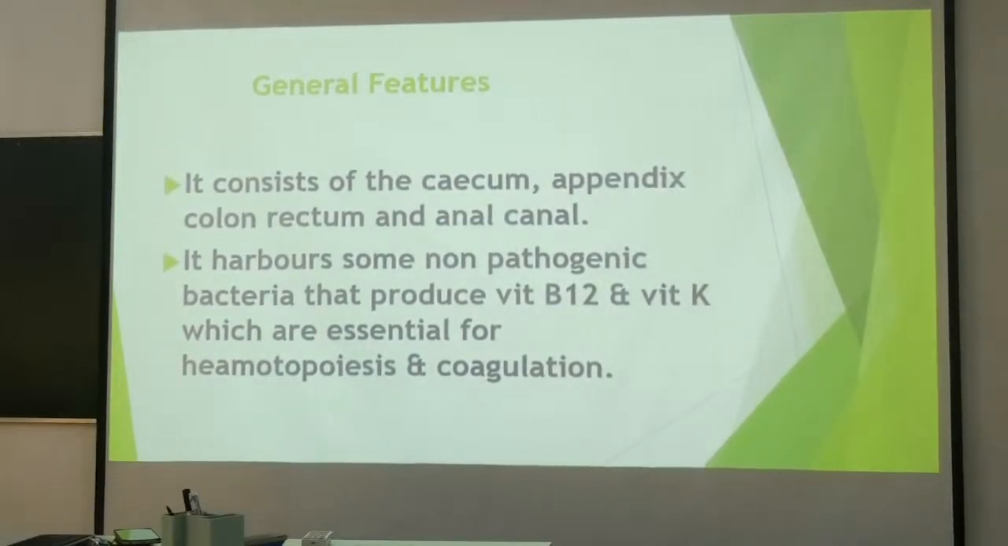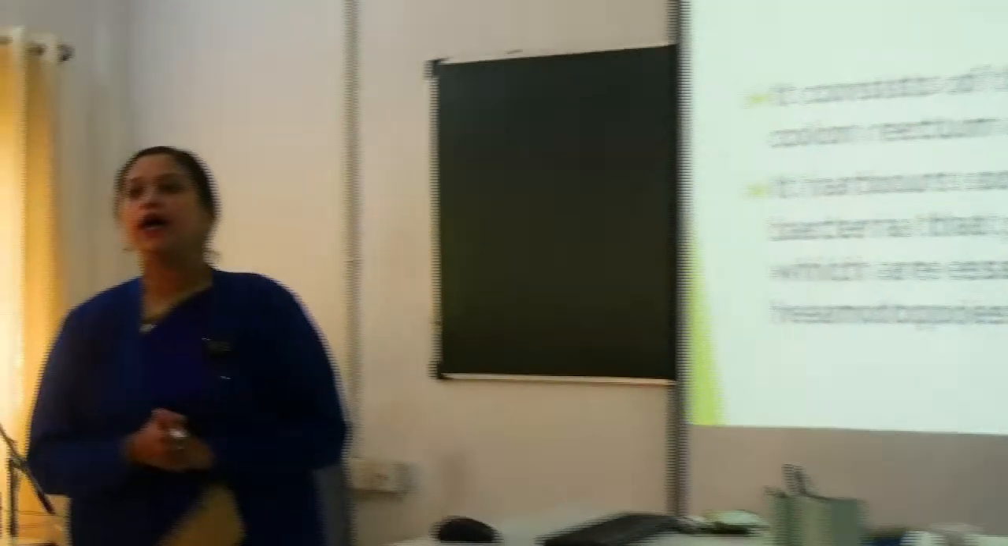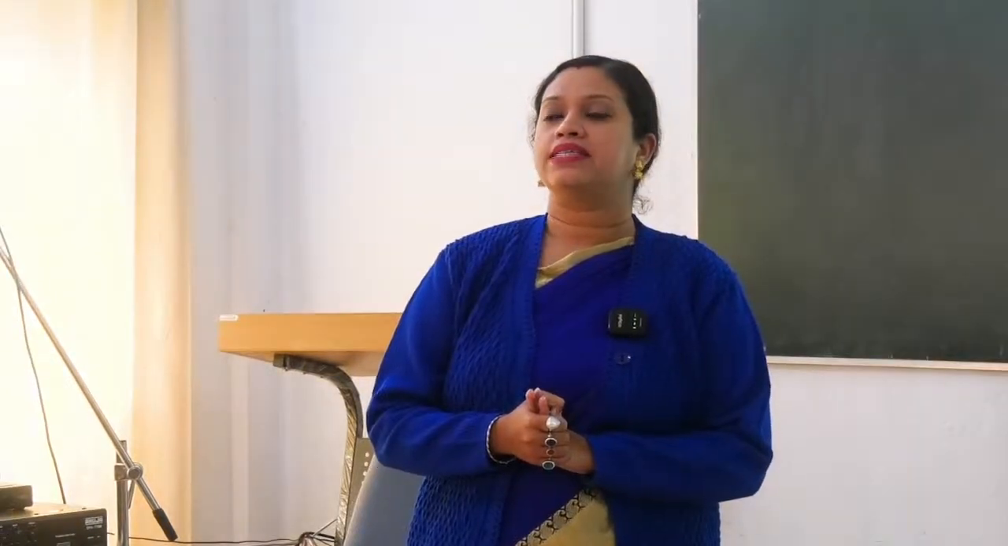The large intestine consists of cecum, appendix, ascending colon, transverse colon, descending colon, sigmoid colon, rectum. Okay, sigmoid colon and the next part is the rectum. Then the last part is the anal canal. So this is about the large intestine, right?